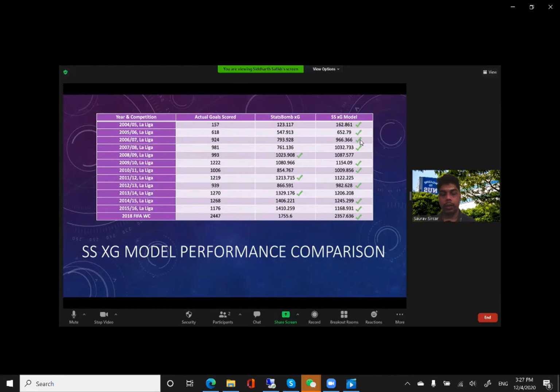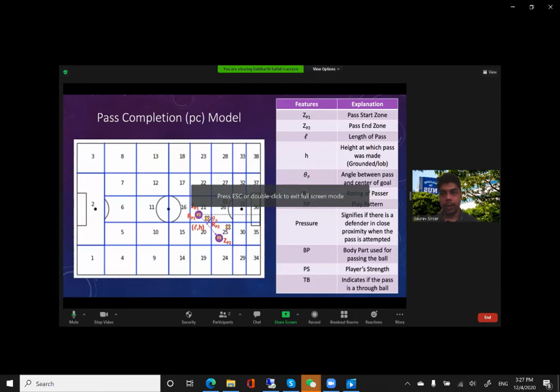As you can see, for 10 of the 13 years, the model that was created for this paper was able to give a more superior prediction, which was closer to the actual number of goals scored. So next we move on and take a look at the pass completion model.